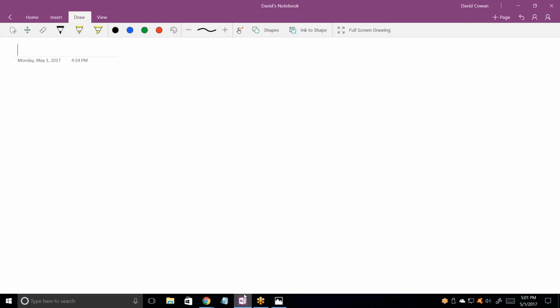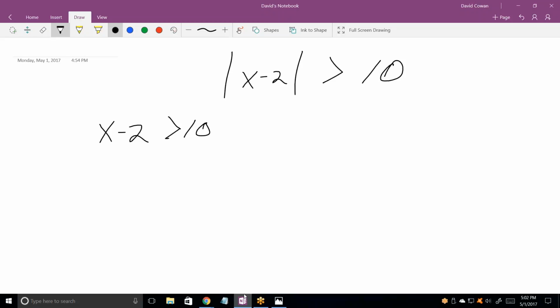Well, let's talk about number 10 first. What does this mean? Absolute value. Well, what is that sentence? What does that inequality mean? It means two different things. The absolute value of x minus 2 is greater than 10. Well, it means x minus 2 is greater than 10. That's the first thing it means.